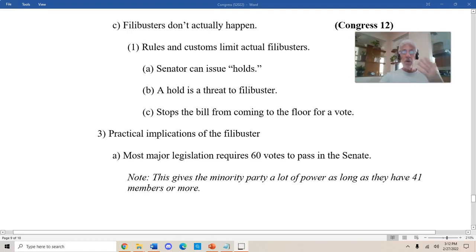Now, the practical implication of the filibuster is this: most major legislation requires 60 votes to pass in the Senate.